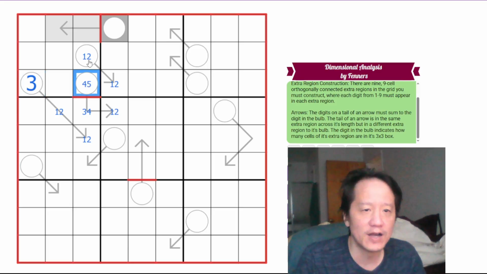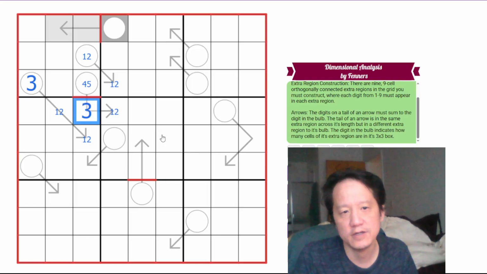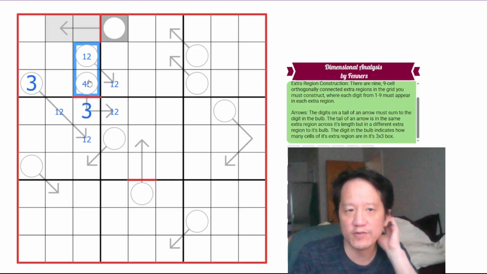If this is 5, obviously this is 1 and this is 1. So this being 1 forces this to be 2, and this has to be 3. So either way, this is 3. So this is 3, and then this would be 5 and 1.